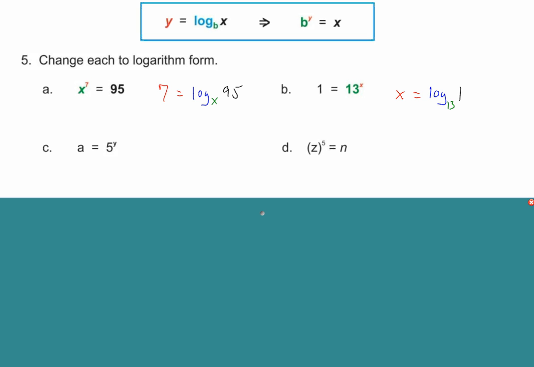All right, C. So logarithms are exponents. Y equals the log of A in base 5. And then, logarithms are exponents, so 5, the exponent, equals the log of n in base z.